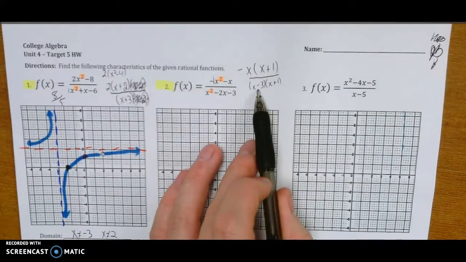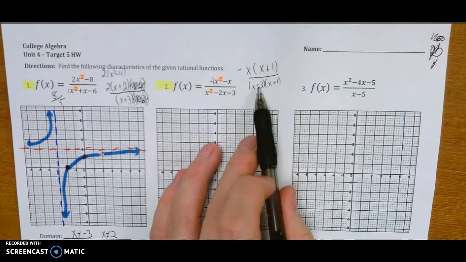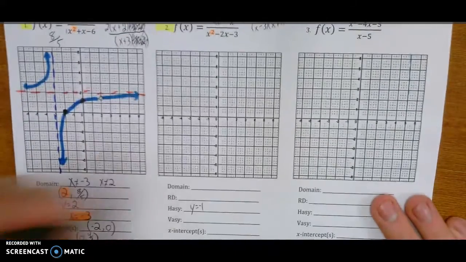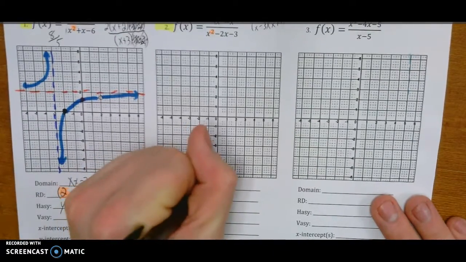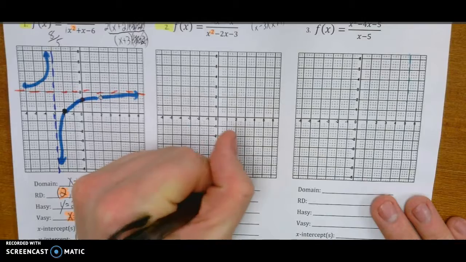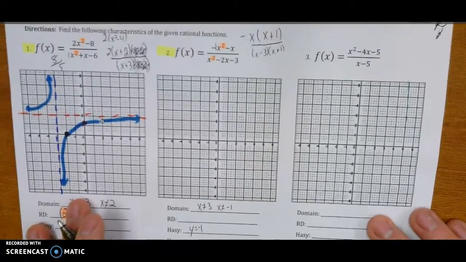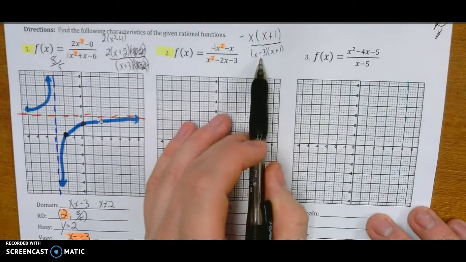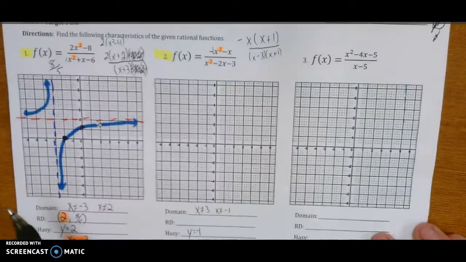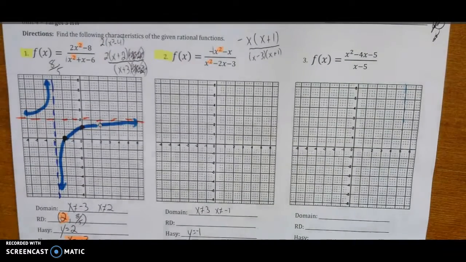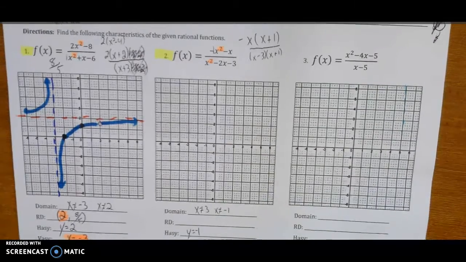My domain restrictions: I can't have zeros in the bottom, so 3 and -1 would be off limits. x is not allowed to equal 3, x is not allowed to equal -1, because if I plugged in 3 or -1 into my denominator, then I'd be dividing by 0, and if I divide by 0, the universe implodes in on itself, and everything you've ever known or loved will then cease to exist. So we cannot do that.